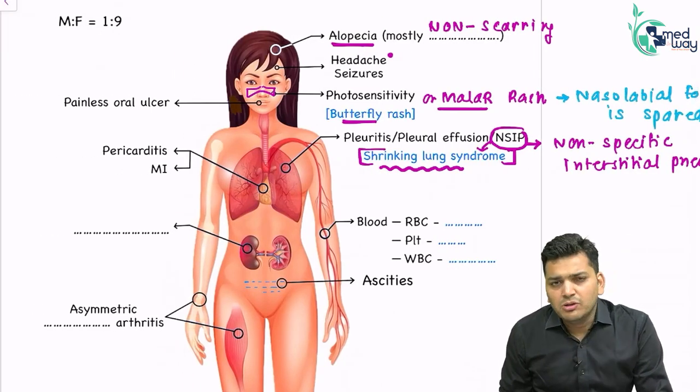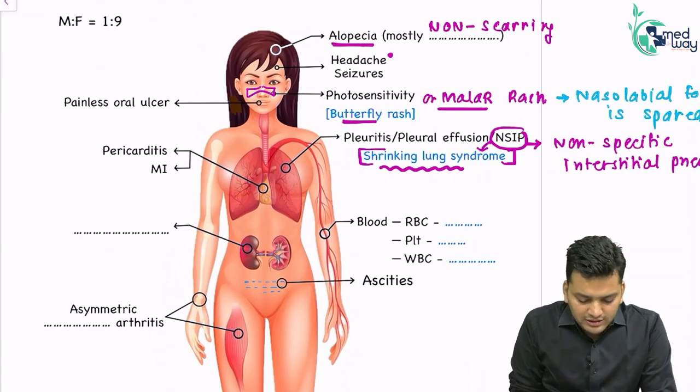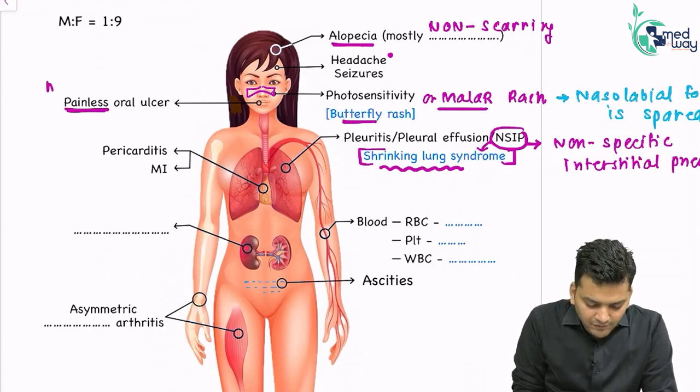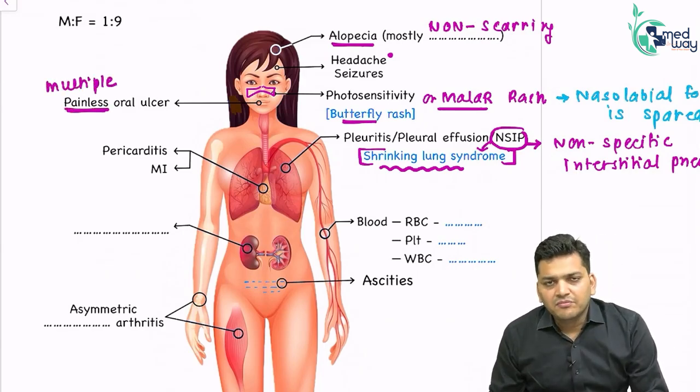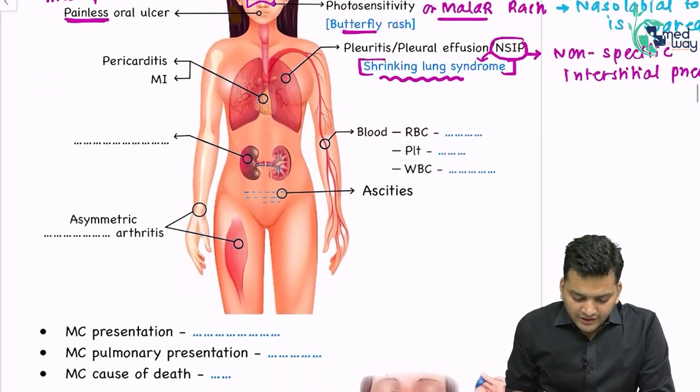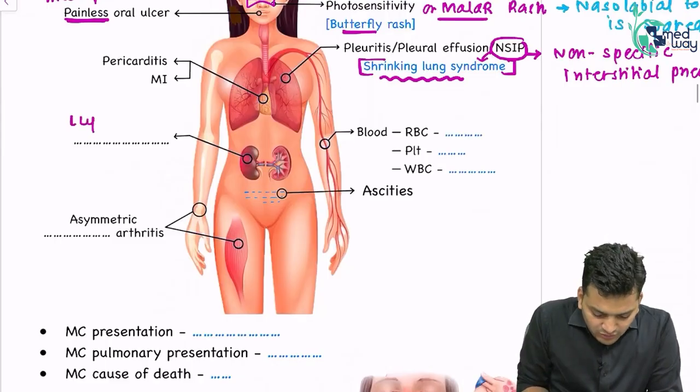There can be multiple painless oral ulcers. The heart can also be involved. There can be pericarditis. There can even be involvement of the coronary artery, because in SLE patients, atherosclerosis occurs very fast, so there is a chance of myocardial infarction. There can be involvement of the kidney, which is referred to as lupus nephritis.